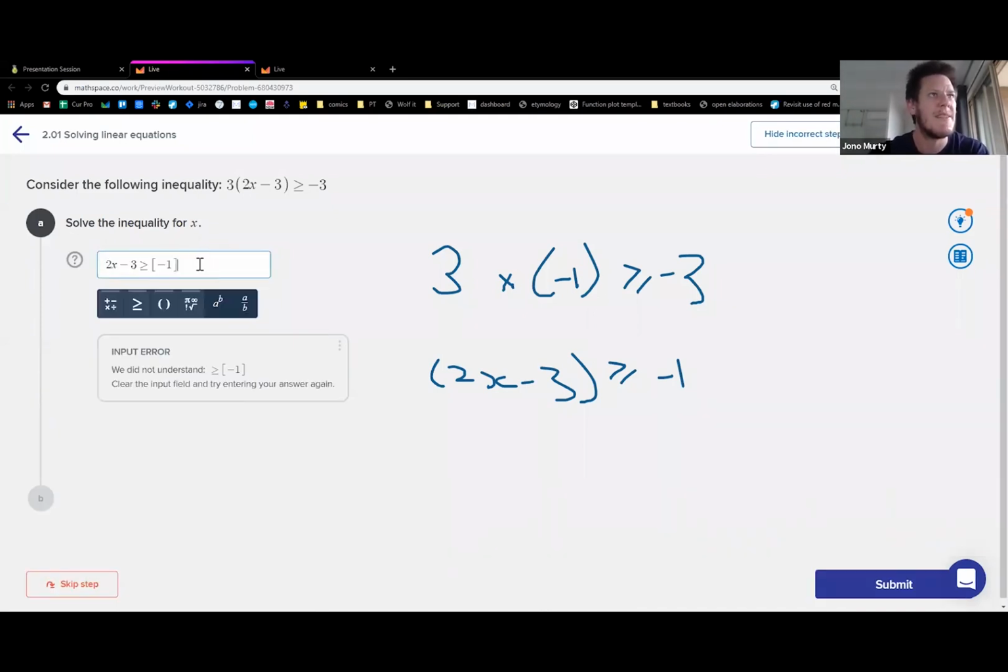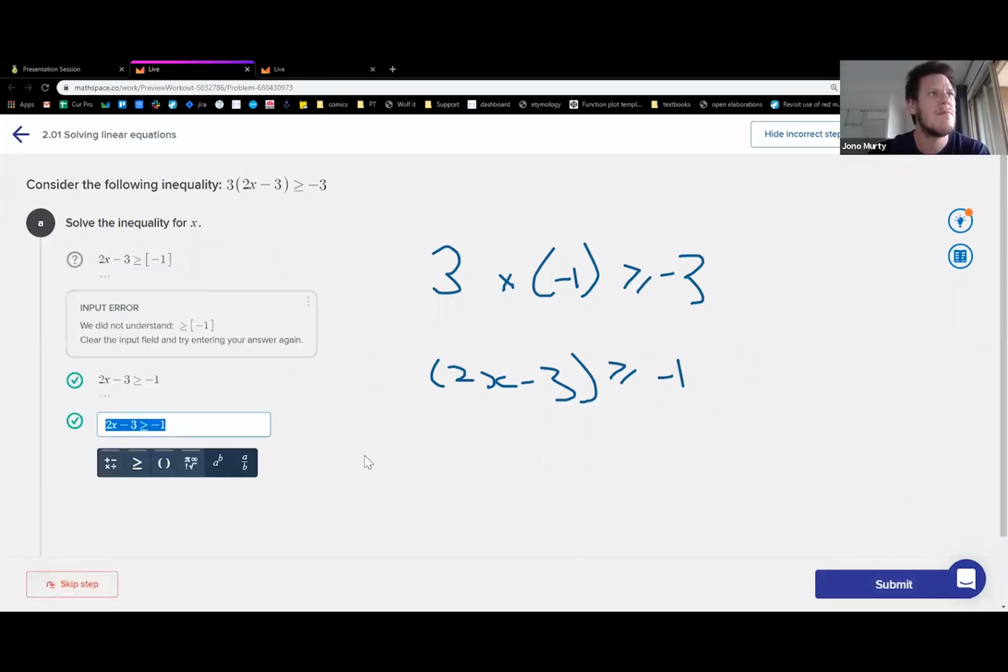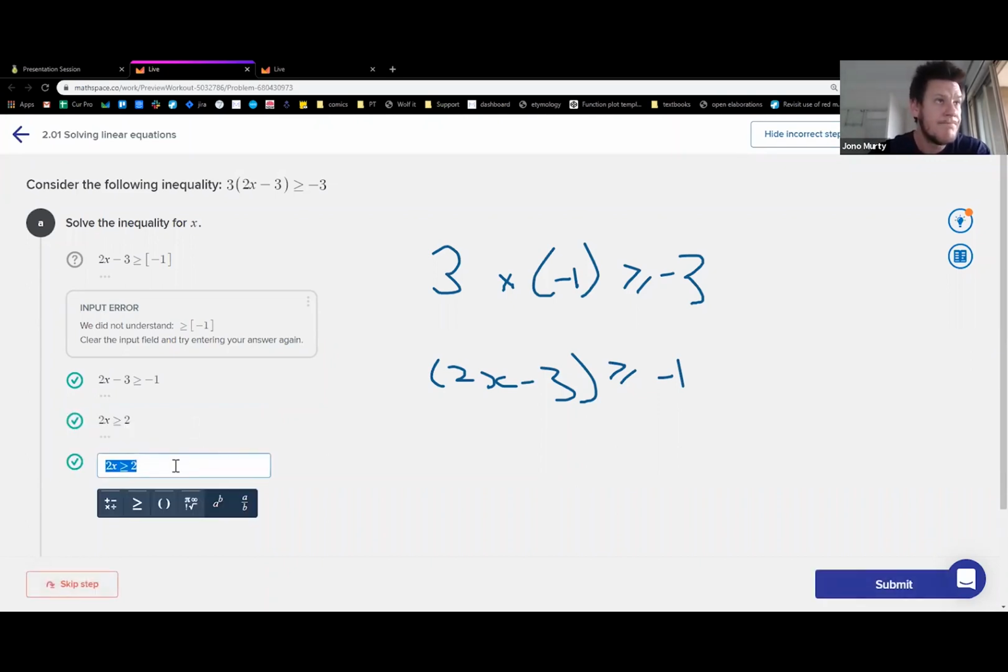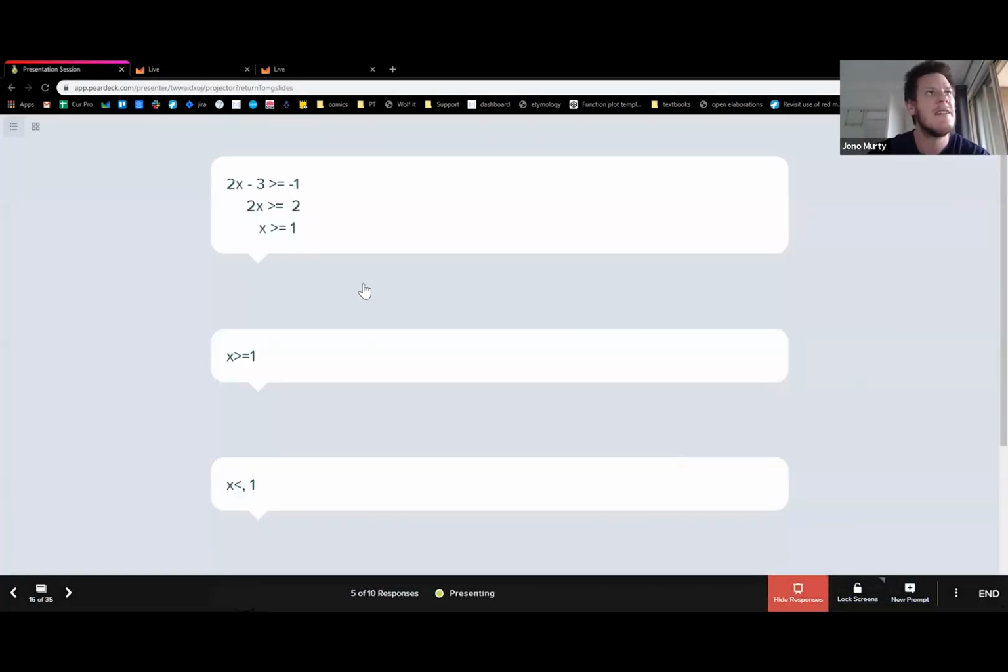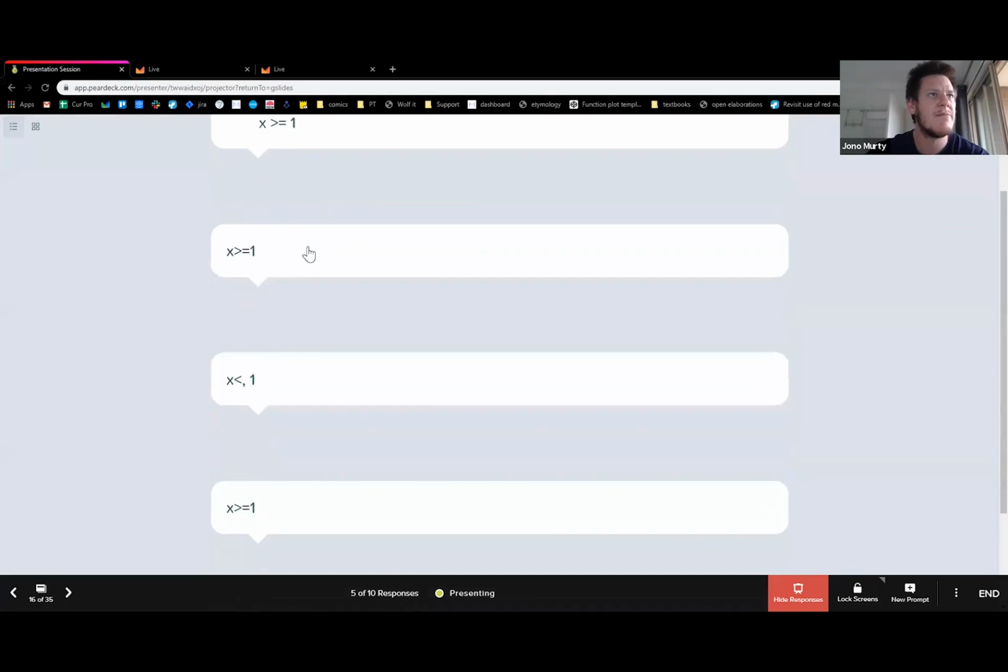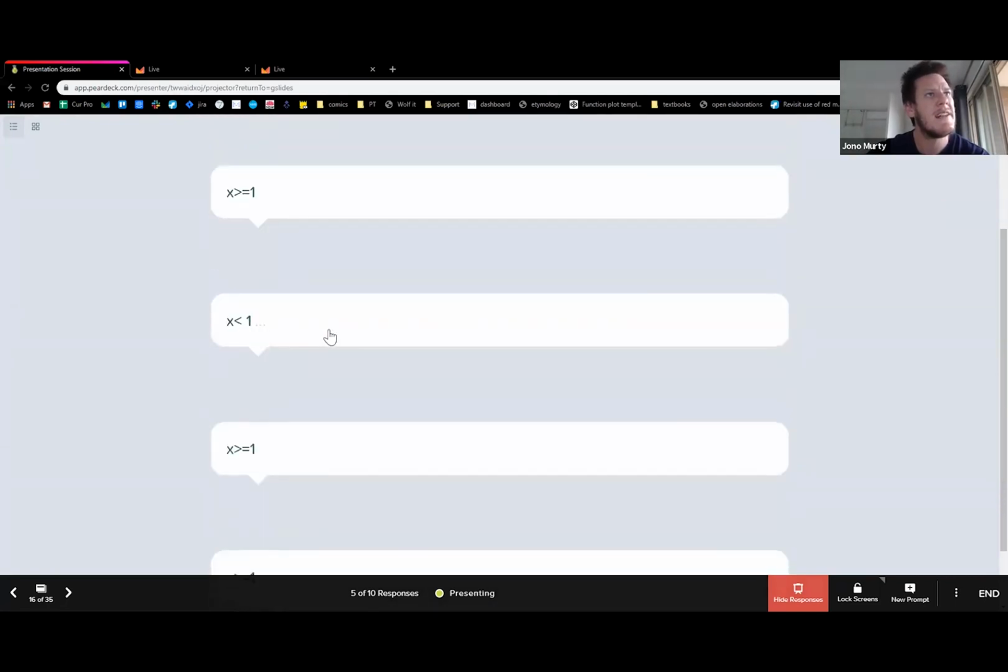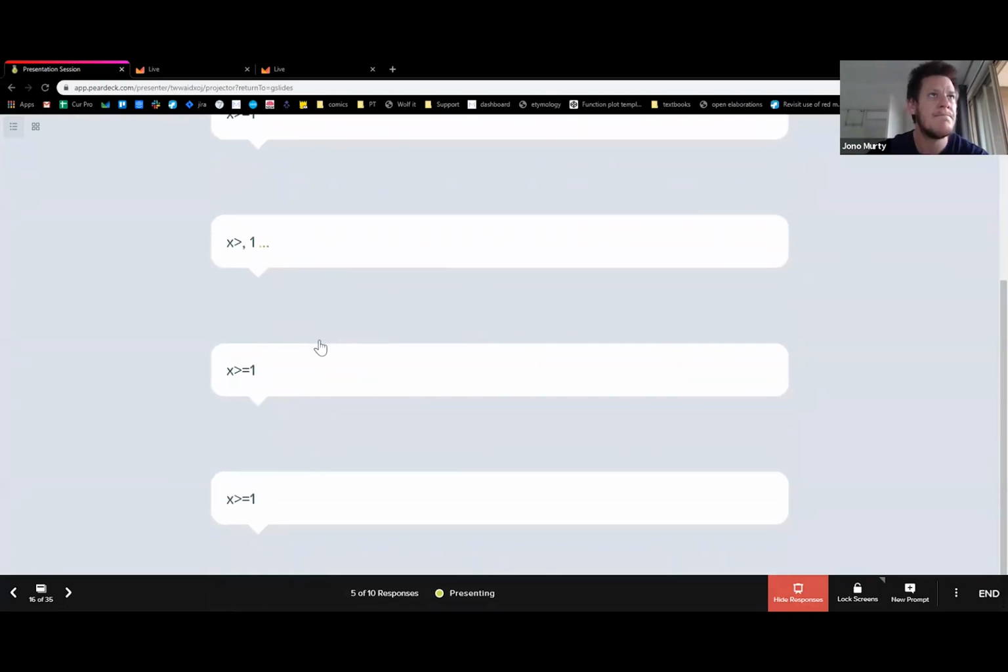Well, square brackets, where did they come from? Yeah, so that's correct. Now all we have to do is add the 3 to both sides. We get 2, divide by 2, and we get the answer that Vincent came up with. x is greater than or equal to 1. Great. One person had their sign the wrong way around.